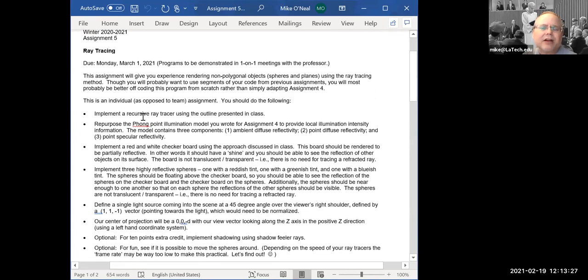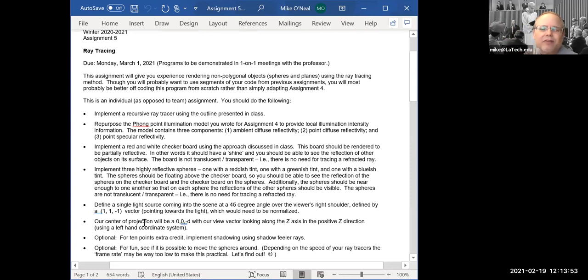Implement a recursive ray tracer outlined in class. Repurpose the Phong illumination model that you wrote for assignment 4 for the local illumination intensity. Implement a red and white checkerboard. We'll have to talk about how you are going to make a plane have a red and white pattern on it. But we'll talk about that next time. Implement 3 highly reflective spheres, 1 red, 1 green, 1 blue. I made them primaries. That might be a little bit helpful.